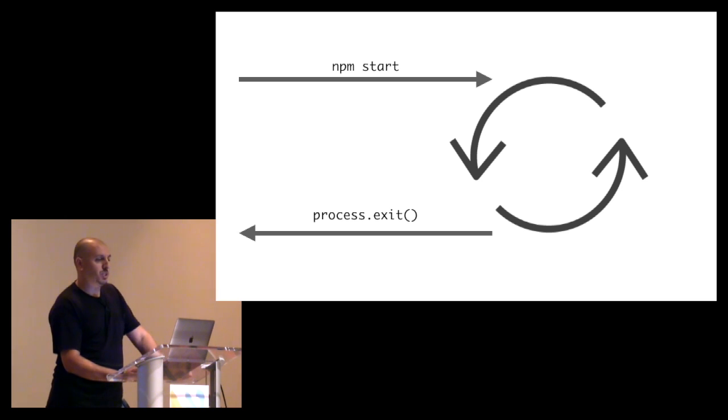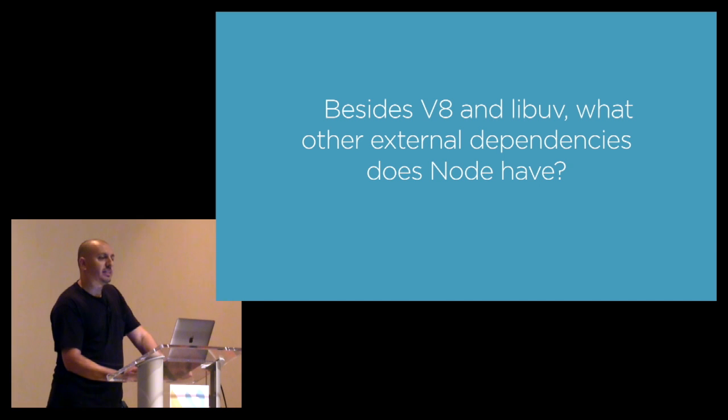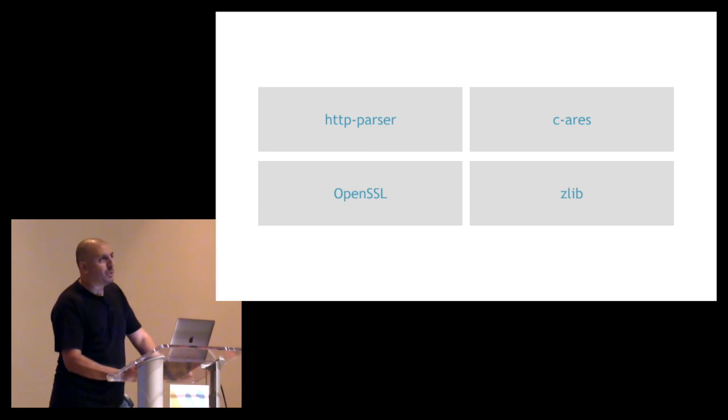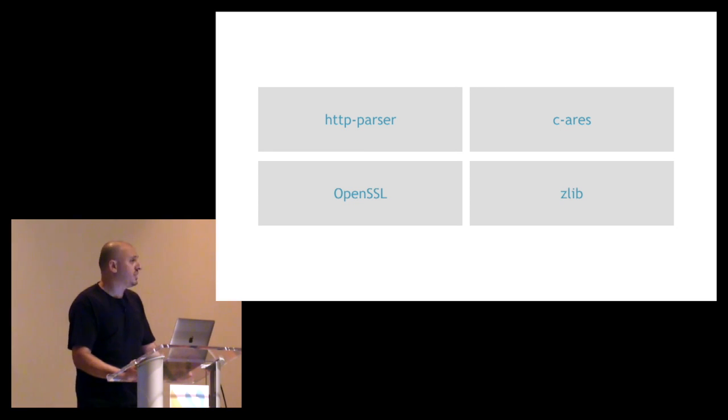All right, let's try one more question. Besides V8 and libuv, what other external dependency does Node have? These guys: HTTP parser, c-ares, OpenSSL, and zlib. All of these are external to Node. They have their own source code, they have their own license, and Node just uses them. So you want to keep track of that. You want to know where is your program running. If you're using zlib, you're using some other library that's not Node, and you might run into troubles there.